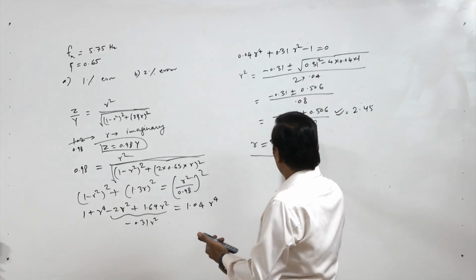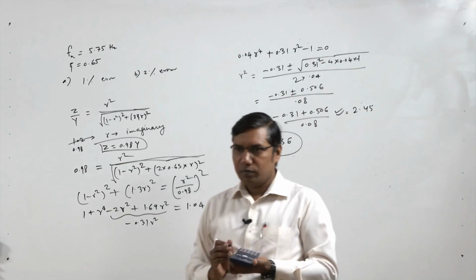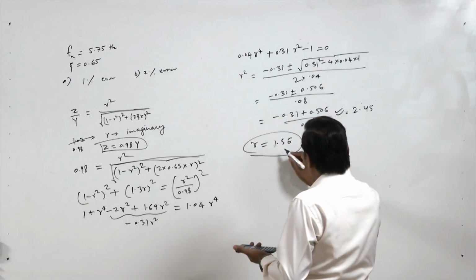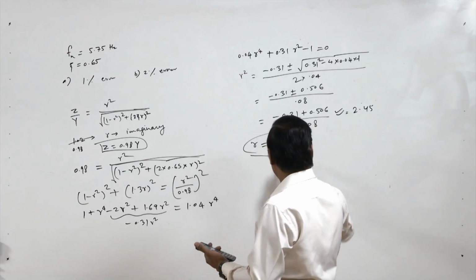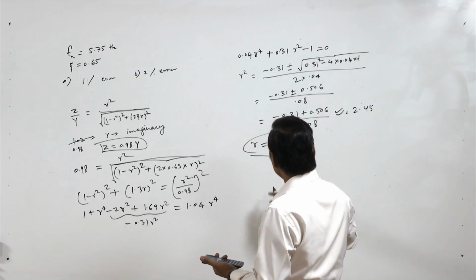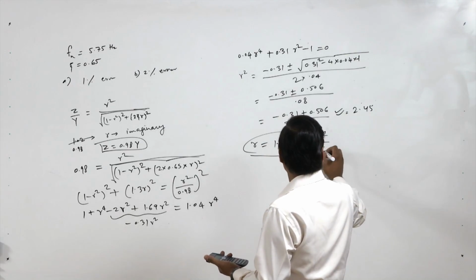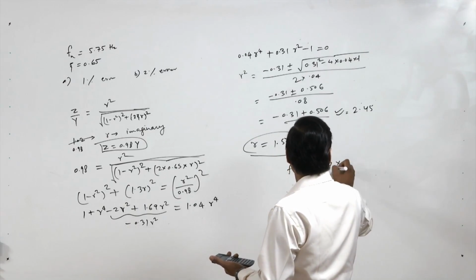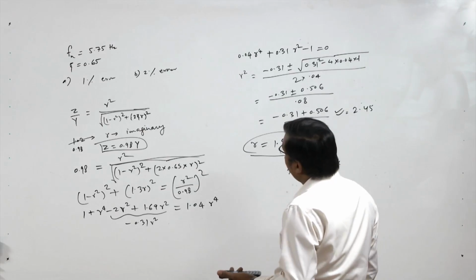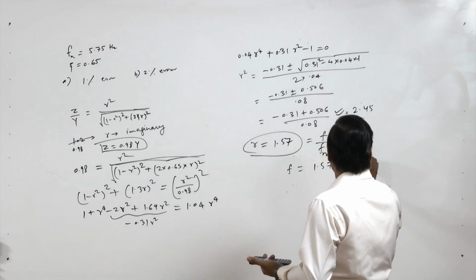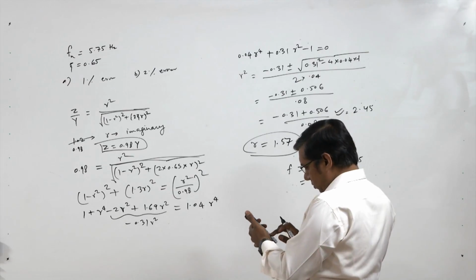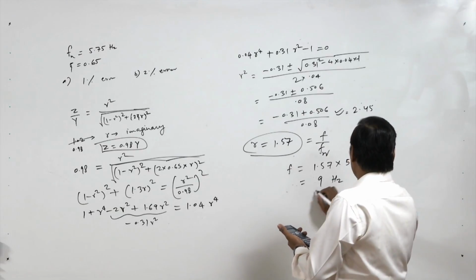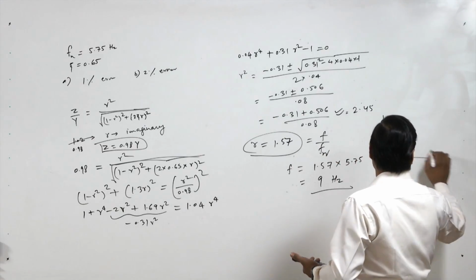So we are getting the value of R equal to 1.57, to be precise, and R equals F by Fn. So F equals 1.57 into Fn, and Fn is 5.75. So we will get 9 hertz.